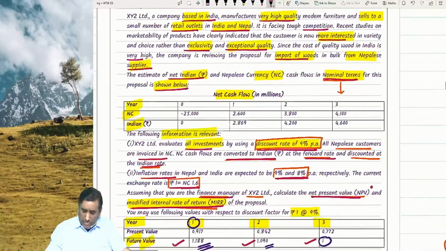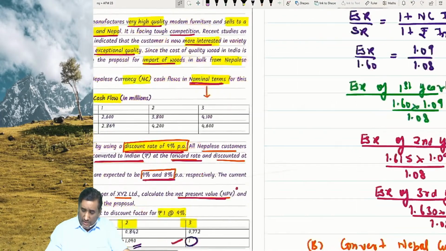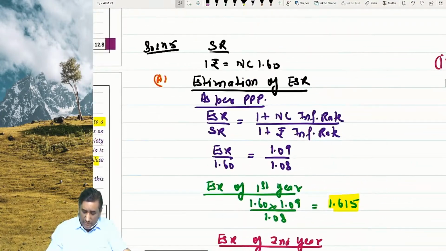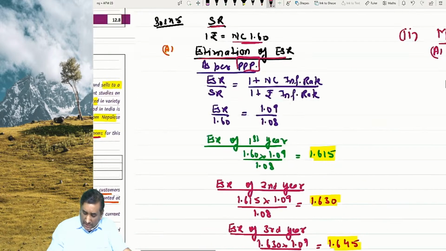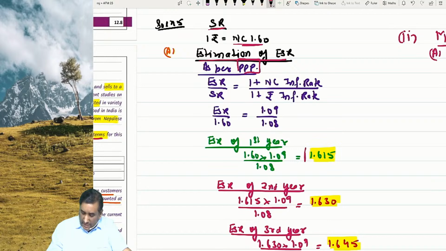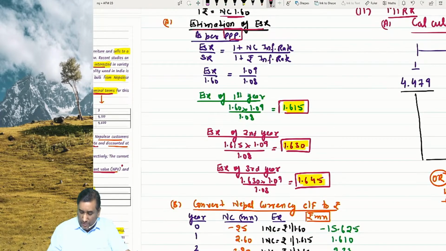When you go back home, you can reopen this class and from here you can pick up data and practice on your own. I'll just show you the last part so that things become easier for you. The spot rate we know is 1 Nepali currency is 1.60. Estimation of ESR as per PPP, we can say ESR by SR. I applied the data points and I get the first year rate as 1.615, second as 1.630, and third as 1.645.